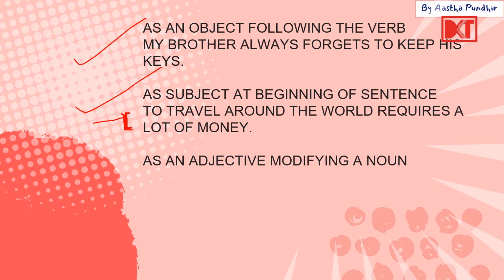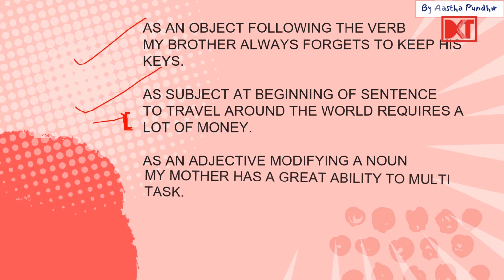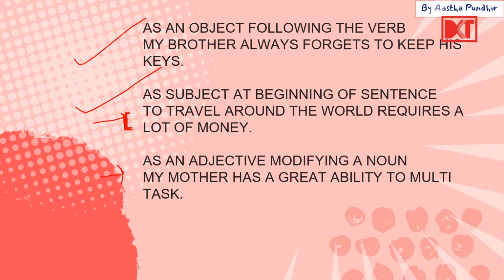Another way could be as an adjective modifying a noun. How? My mother has a great ability to multitask. Here the infinitive is to multitask, formed with to plus verb, the base form, which is V1, multitask, and it is acting like an adjective modifying the noun ability.